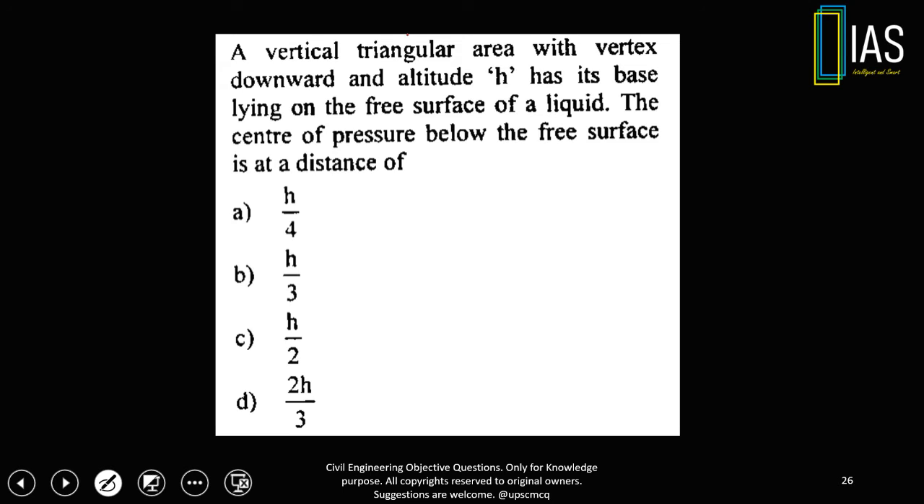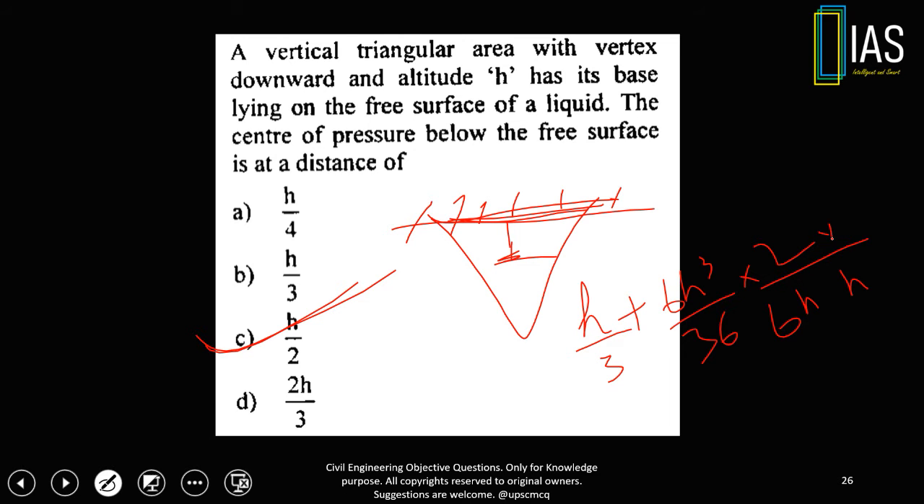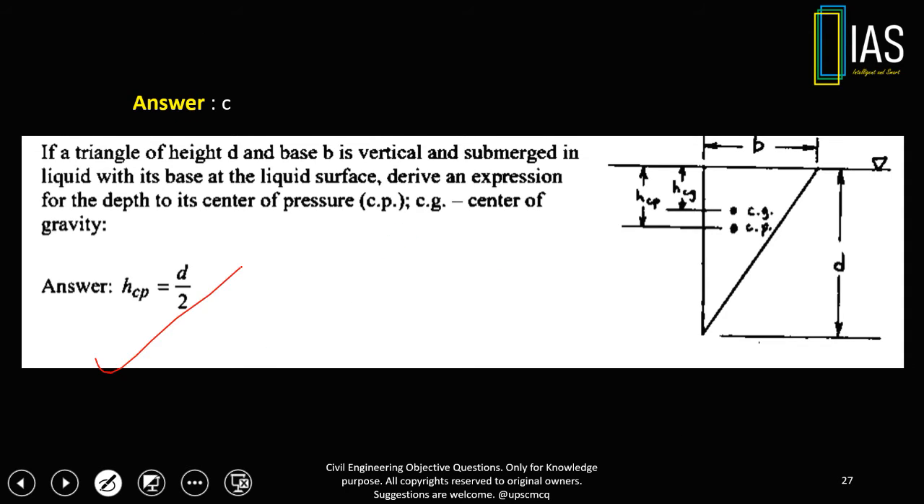For a vertical triangular area with vertex downward and altitude h, having its base lying on the free surface, the center of pressure should be h by 2. Again, by using that formula, the centroid is h by 3 from the top, so h by 3 plus b h cube by 36 into area, which is b h by 2 and h by 3. So you will get h by 3 plus h by 6, which is equal to h by 2. This is also given for your reference.